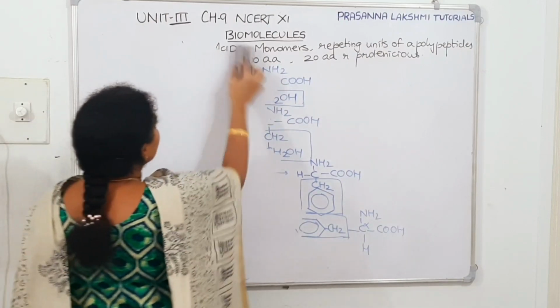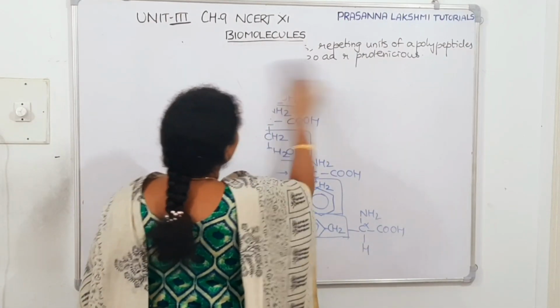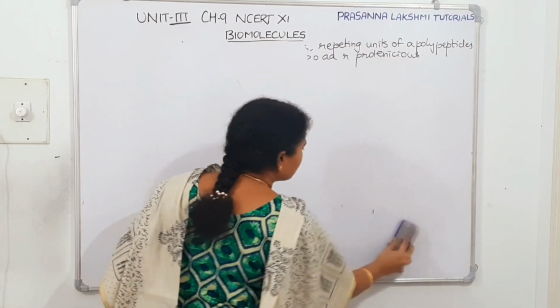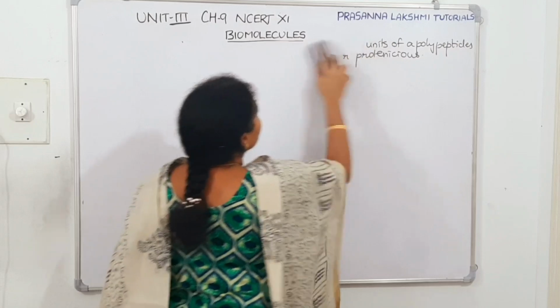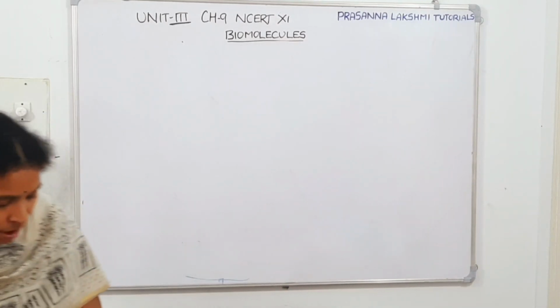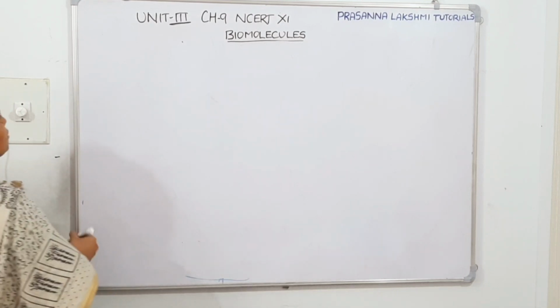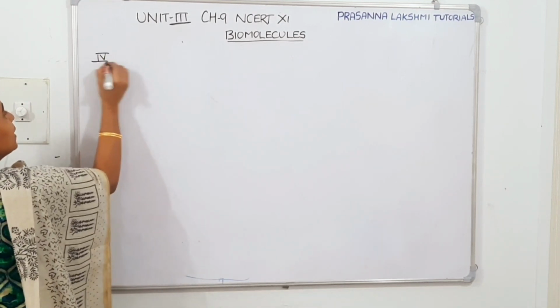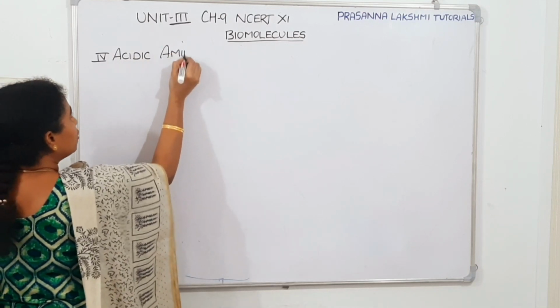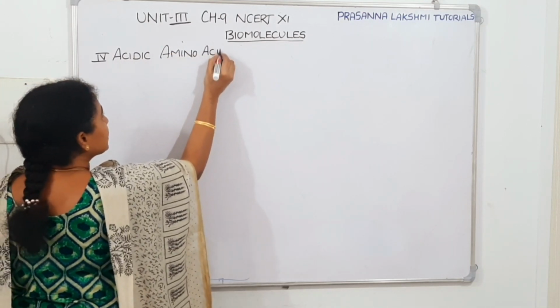Acidic amino acids means they will have more than 1 carboxylic group. Basic amino acids means, as I told at the start of the class, they will have more than 1 amino group. So let's start with acidic amino acids. The count goes with 11. So the 4th category will be acidic amino acids.